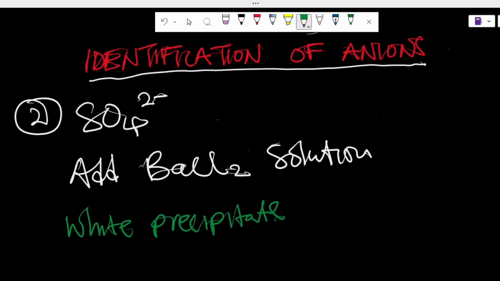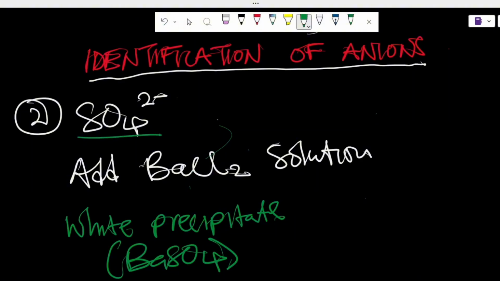And that white precipitate is actually barium sulfate. So as you can see, this is quite easy. So barium sulfate is the product you're going to get. So if you want to know the presence of sulfate ions here, just add barium chloride solution, and the reaction will take place where barium sulfate is going to be produced, and this is a white precipitate.